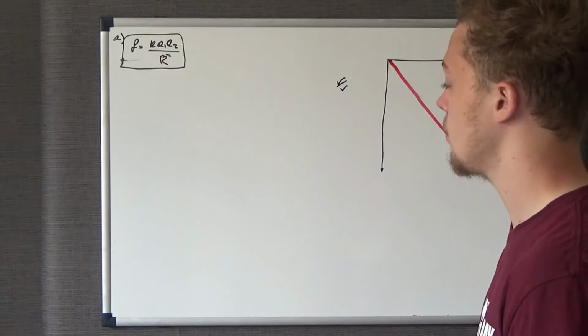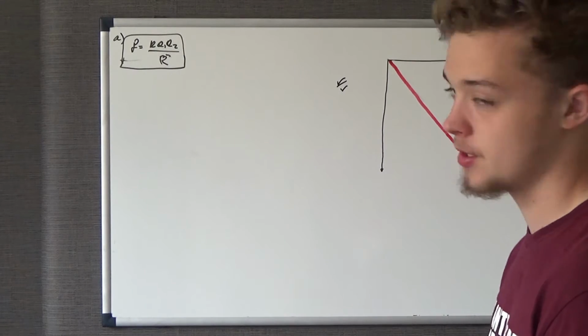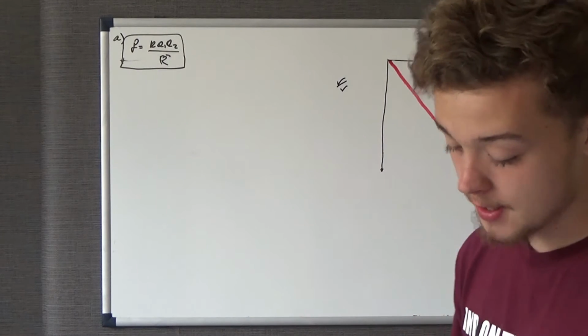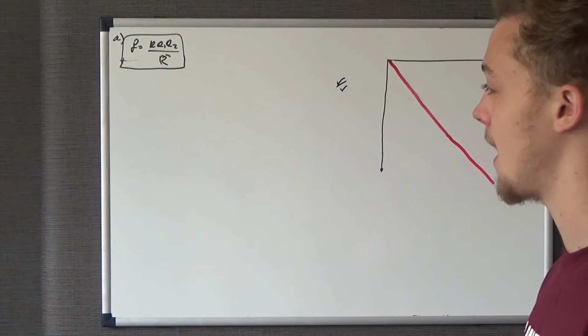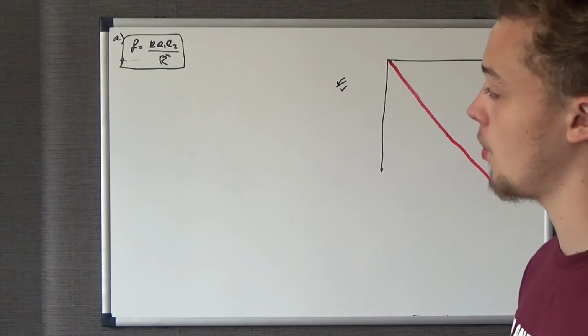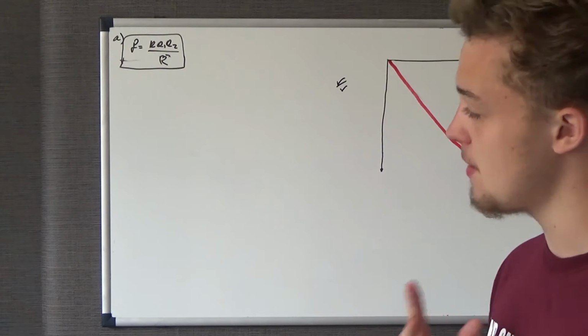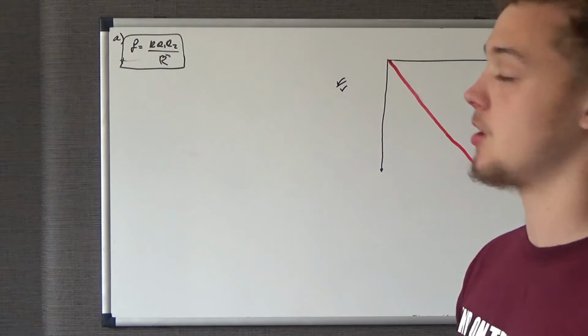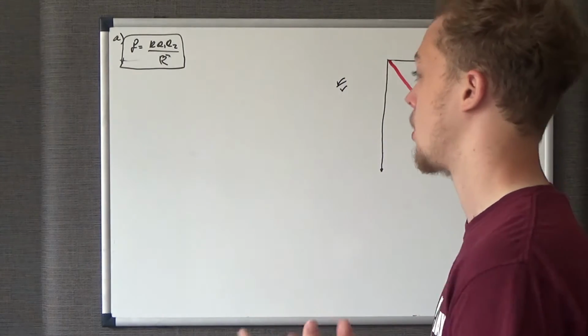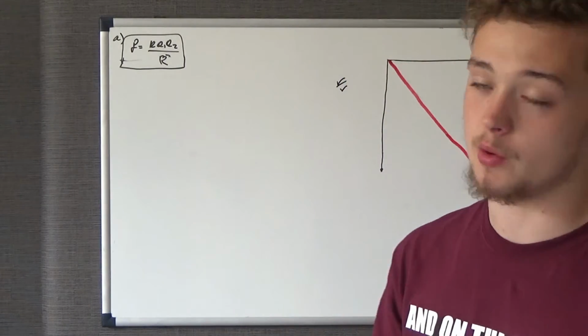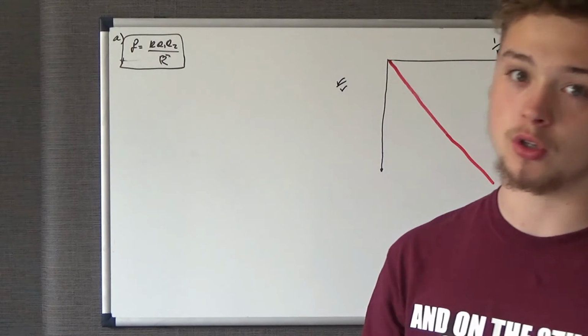Okay, so the first part of the question asks us to state in words Coulomb's law. Now, I've put Coulomb's law in a box which says F equals K Q1 Q2 over r squared. This is exactly the same principle. Obviously, you substitute the mass for charge and the gravitational constant for the constant K, which you know is 1 over 4 pi epsilon naught.